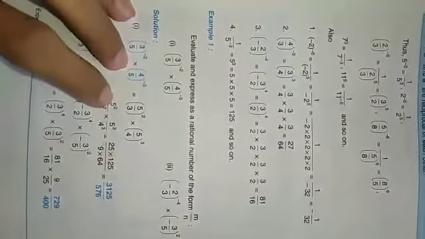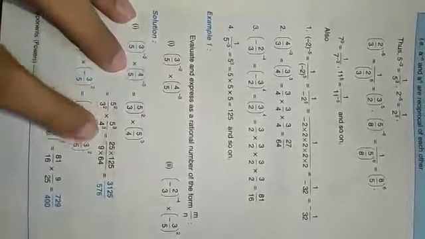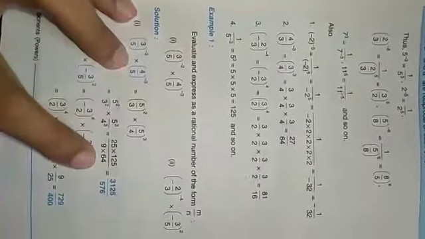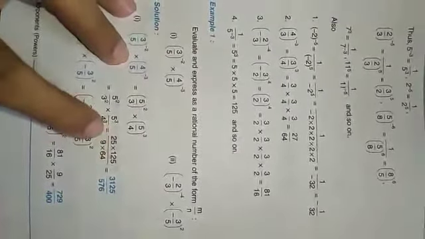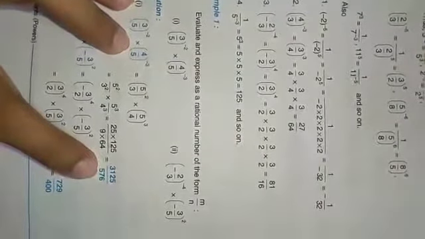So the numerators will be multiplied to each other and the denominators will be multiplied to each other. So 5 square means 25 and 5 to the power 3 means 125. So 25 into 125 by 3 square means 9 into 4 to the power 3 means 64. So 25 into 125 by 9 into 64. After multiplication we will get 3125 by 576. This will ultimately be the answer.